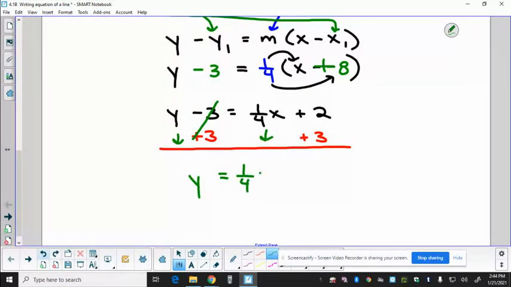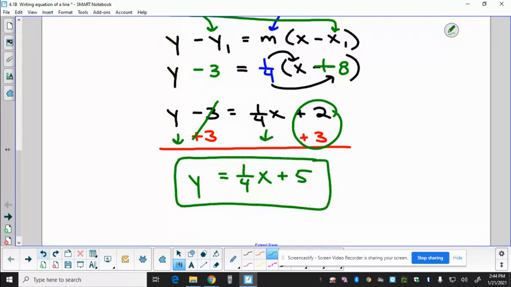So that's how we write the equation of a line if we're given a point and a slope. There's a couple variations on this, but that's basically what you do. Let's try some more.